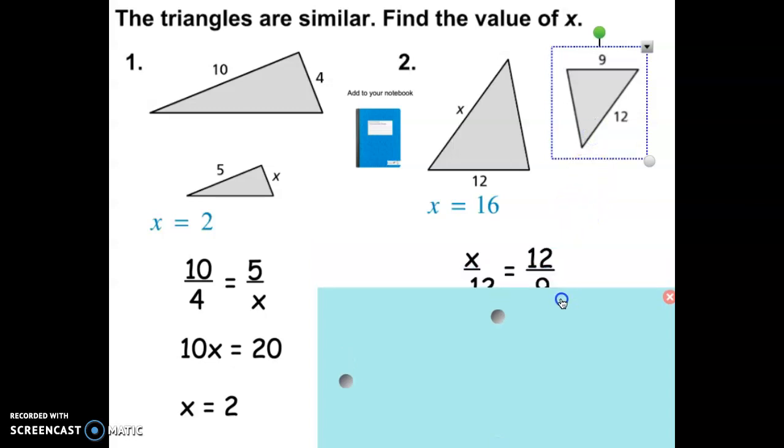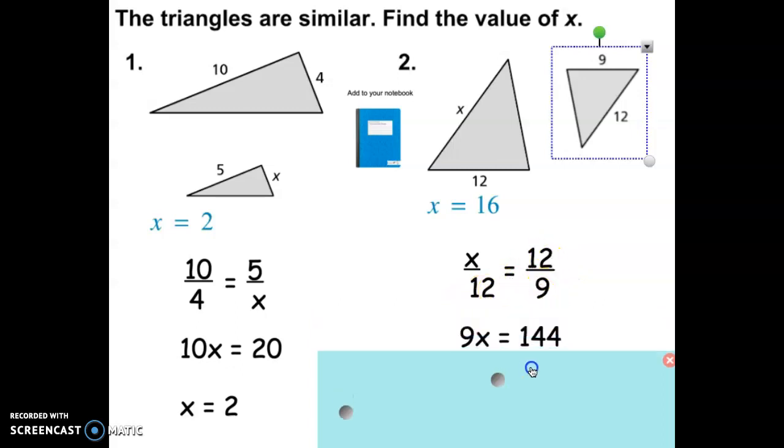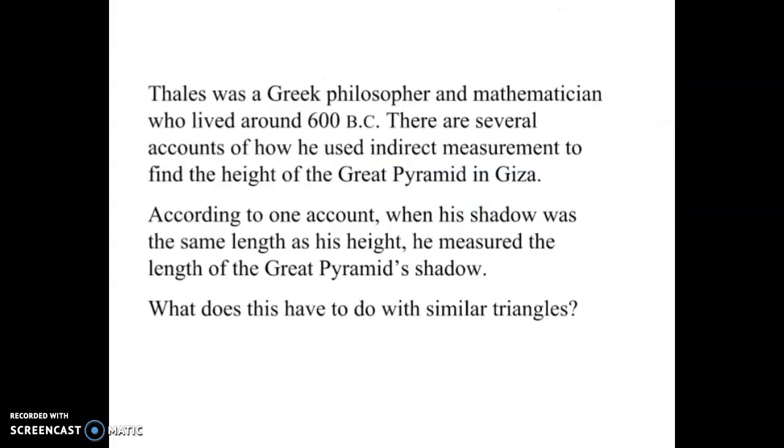All right, now, so I've set that up. X is being compared to 12, and 12 to 9. Again, let's cross multiply. 9 times x is 9x, and 12 times 12 is 144. Divide both sides by 9. Voila, x is 16. So you can use those ratios to find out if they are similar. Super cool. We're going to have some fun with that tomorrow.